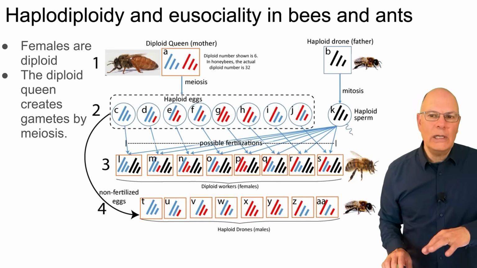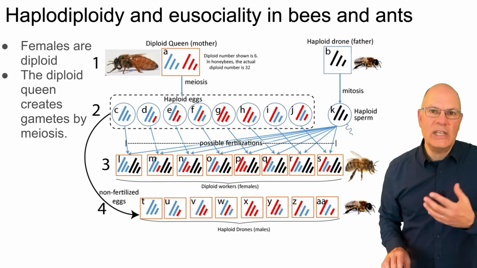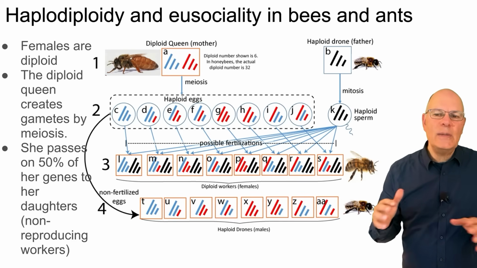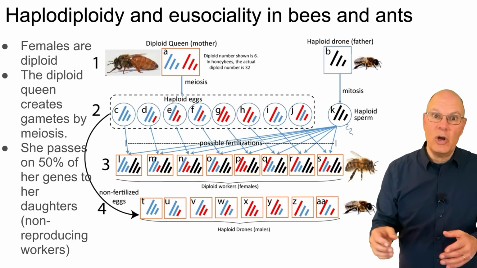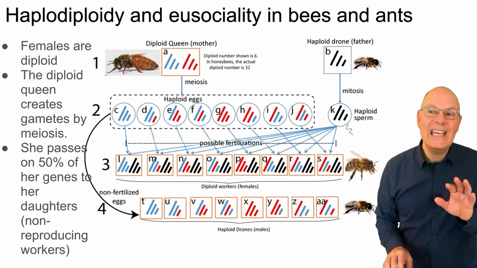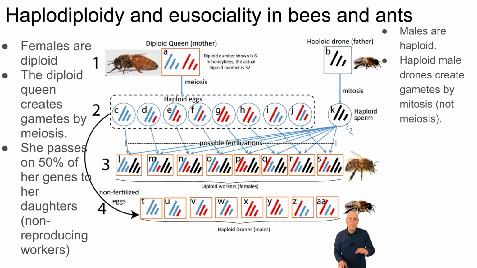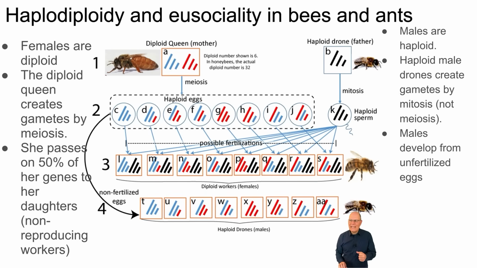The diploid queen creates gametes by meiosis in the same way that humans and mammals do. And as she does, she passes on 50% of her genes to her daughters. The daughters are the non-reproducing females. In males, things are quite different. Males are haploid. They have only half the chromosomes in every cell of their body that the females do. A haploid male drone, who's reproductive, creates gametes by mitosis, not by meiosis. And what that means is that he's passing on 100% of his genes.